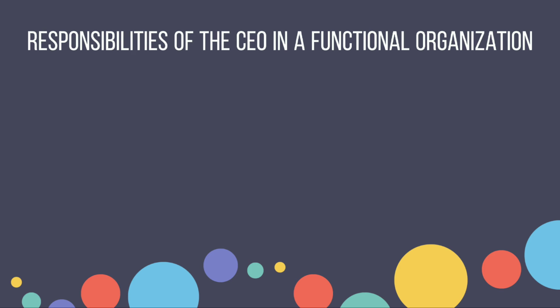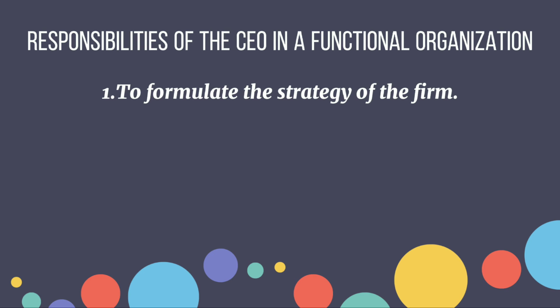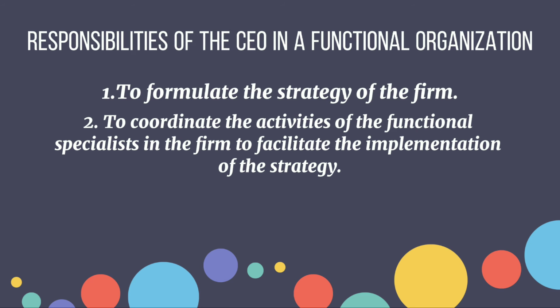Responsibilities of the CEO in a functional organization. One is to formulate the strategy of the firm, and two is to coordinate the activities of the functional specialists in the firm to facilitate the implementation of the strategy. The CEO establishes the firm's mission and associated objectives, evaluates environmental threats and opportunities, understands the firm's strengths and weaknesses, and then chooses one or more of the business and corporate strategies.